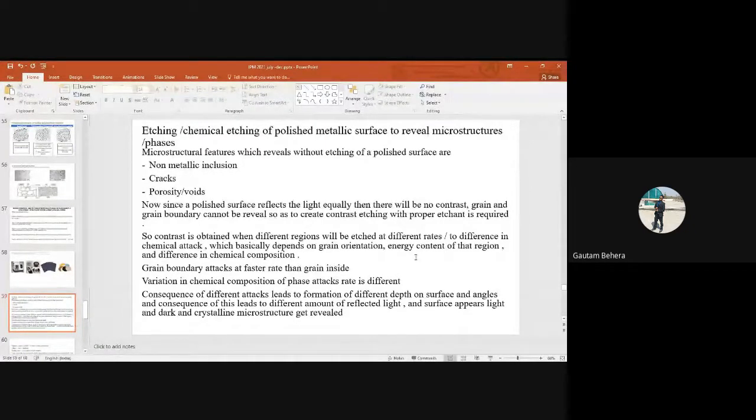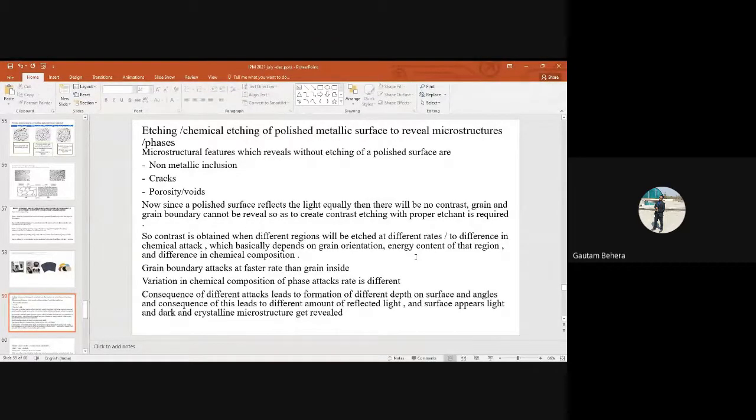So how is contrast generated by etching? The answer is very simple. When we use any acids or alkali, they attack the sample, and different regions will be attacked at different rates. That means some regions will be attacked at a fast rate, and some regions at a slow rate, for example. For example, the grain boundaries and the grain. Grain boundaries will be attacked at a faster rate, but the grain will be attacked at a slow rate. So due to the difference in attack, the contrast may be generated.